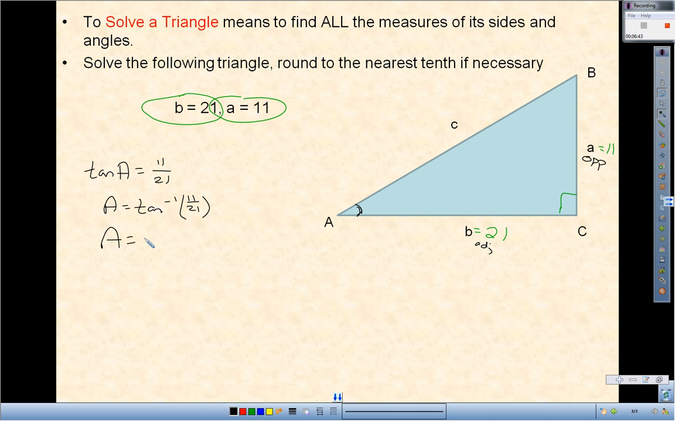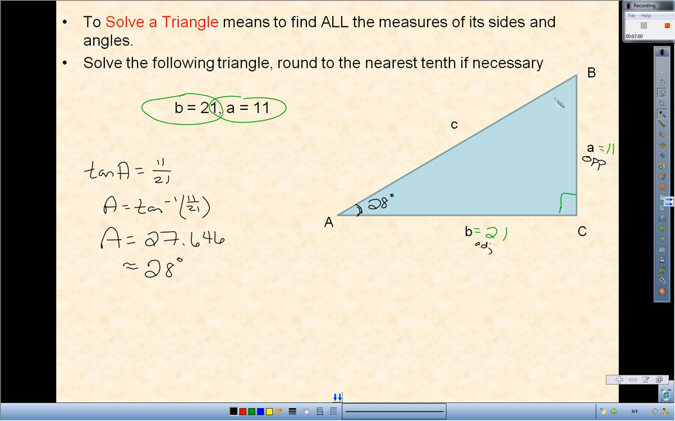And so I'm going to have tan inverse of 11 over 21. That will be 27.646. But since this is a degree, I'm just going to round it up to 28 degrees. So we're going to say angle A is 28 degrees.